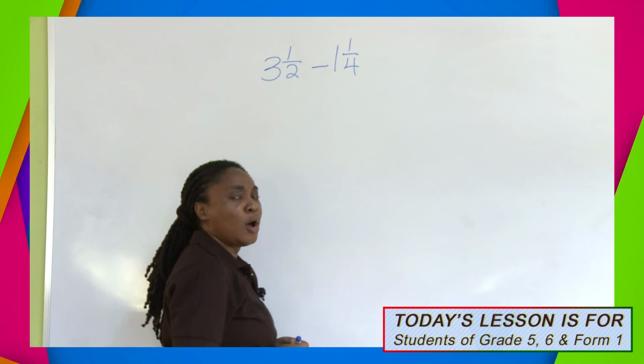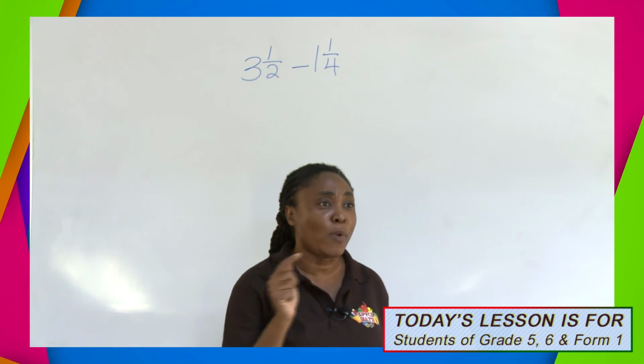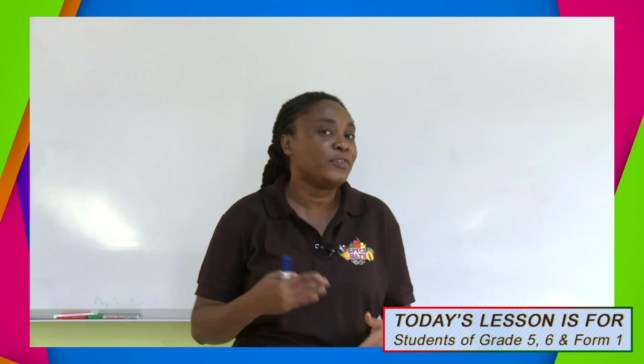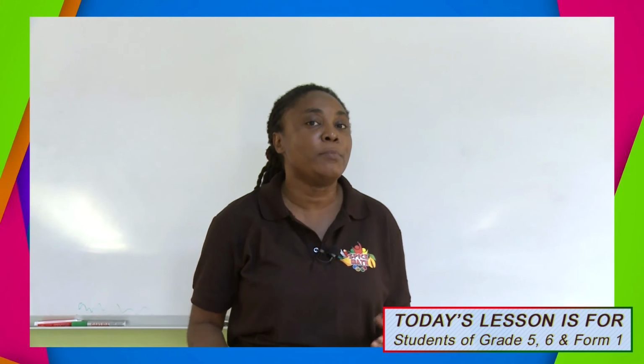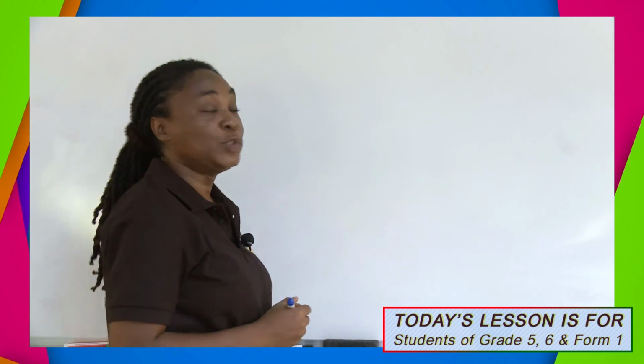Now, how do I know that that is correct? Am I following the right steps? My question asks, how much pizza does Natasha have remaining? Remaining would be what is left. All right? And in order for us to find out what is left, we must subtract or take away a quantity from another quantity. So, tell me, what do we do here?